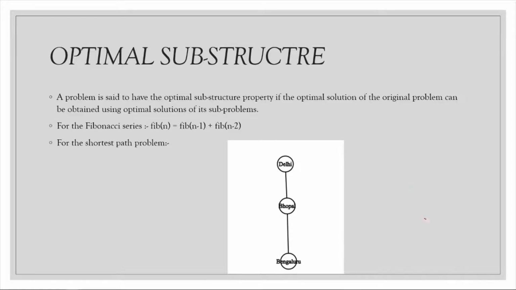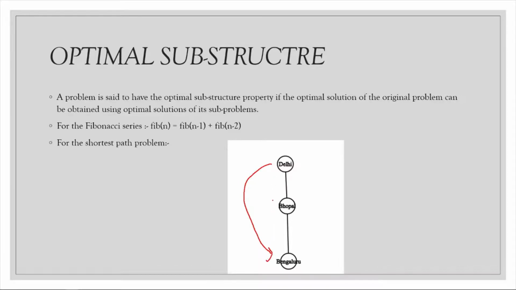Here, fib of n is the original problem, and fib of n minus 1 and fib of n minus 2 are the subproblems. Now let us look at another problem, which is the shortest path problem. Let us say we're trying to find the distance between Delhi and Bengaluru.